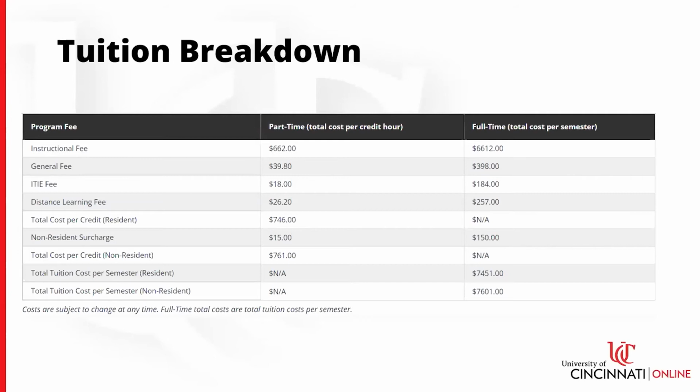But also, if you want to complete this program a little bit faster, or you want to save a little bit of money, you can technically take more than those 12 credit hours, all the way up to 18. That would be 2 additional courses and pay that same flat fee for the full-time total cost per semester. So that does allow a little bit of savings in there.